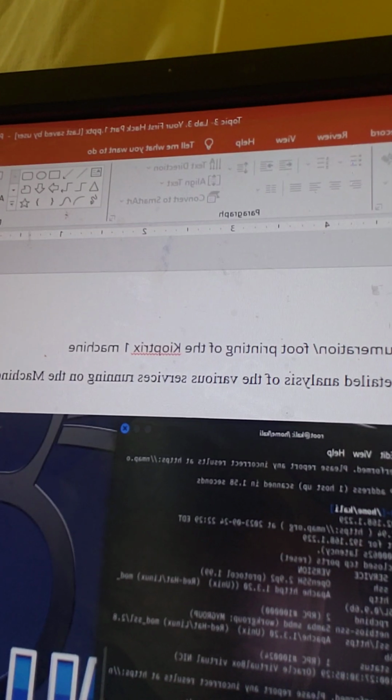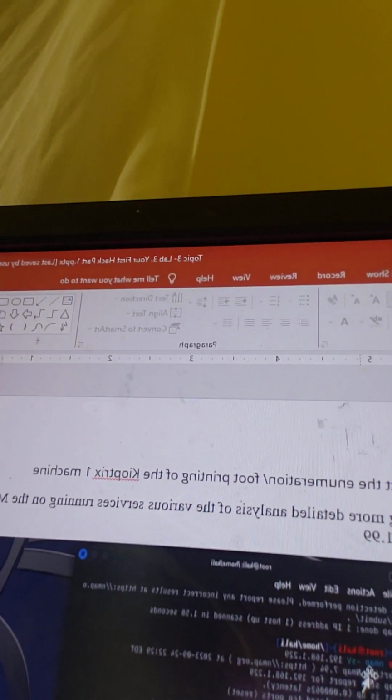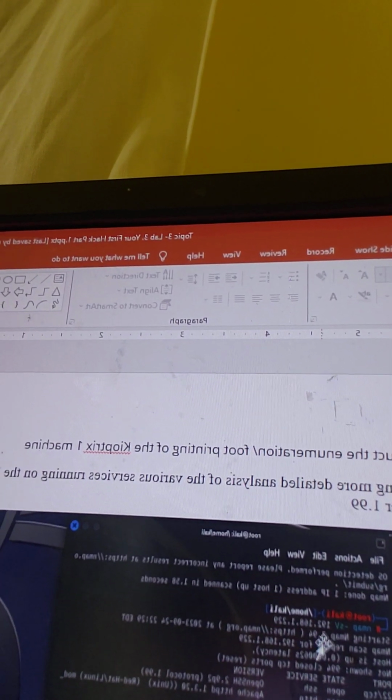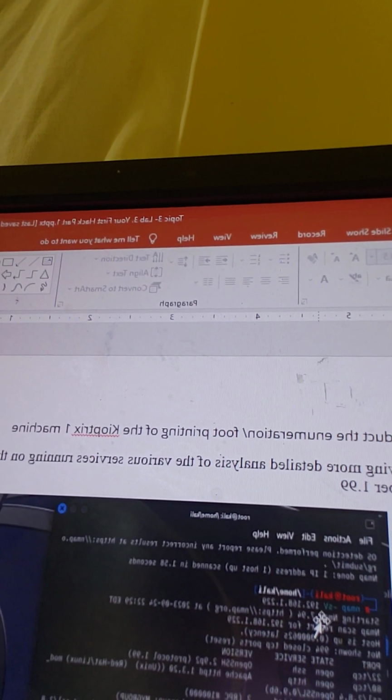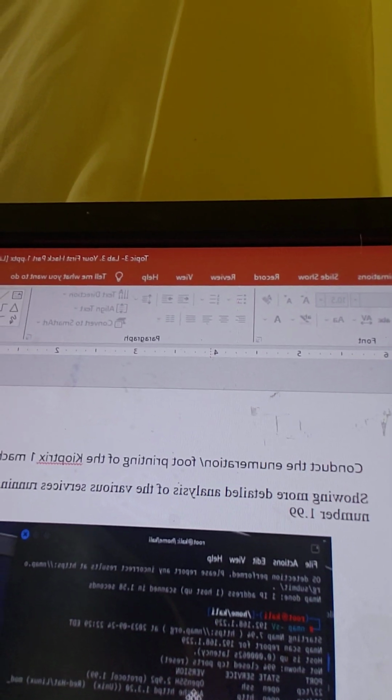So here, we did that with Nmap -sV, lowercase s and uppercase V, to show the services that are running. And as we see again, we put the same IP address of my Cubtrix machine, and we did a scan, and it's showing all the services that are open on that machine as well. So that's conducting an enumeration of my Cubtrix machine.